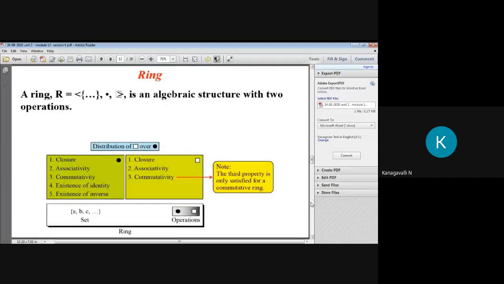A ring is an algebraic structure with two operations. What are the two operations? It is the dot operation, right? So here also it satisfies all the five properties. The main thing, the commutative, the third property, is only satisfied for the commutative ring, not for all the rings, right? So here they are representing the two operations. One is the dot, another one is the addition operator, right? So this is a set that satisfies these two operations, called a ring.